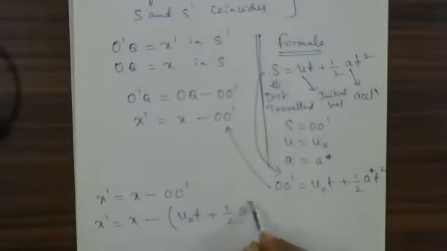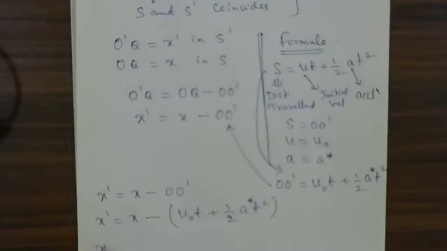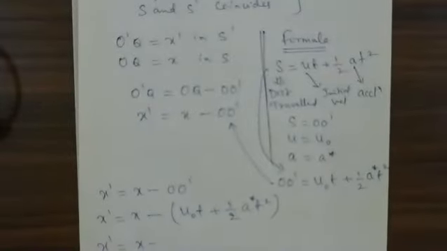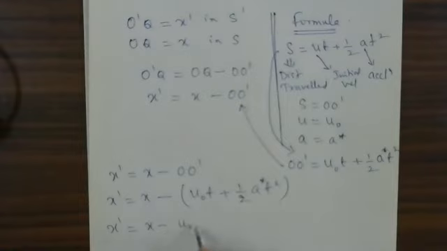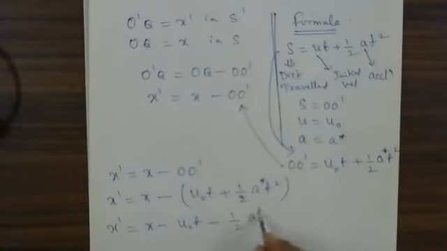The O dash value is U naught T plus half A star T square. Remove this bracket, just multiply. X dash is equal to X minus U naught T minus half A star T square. See that? Any doubt is there? You can observe that and you can ask.